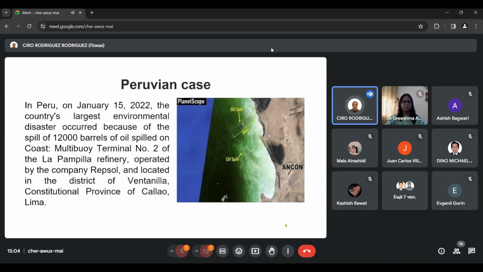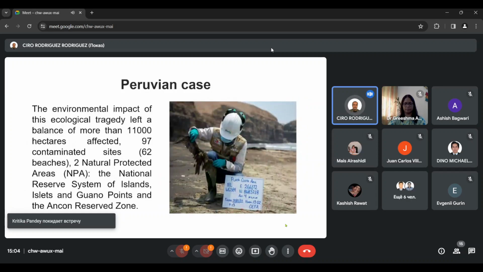So in Peru, on January 15, 2022, there was the largest environmental disaster, caused by the spill of 2,000 barrels of oil on the coast. It was operated by the company Repsol and located in the district of Ventanilla, in the province of Callao, close to Lima. The environmental impact of this ecological tragedy left more than 11,000 hectares affected, and contaminated sites in natural protected areas.